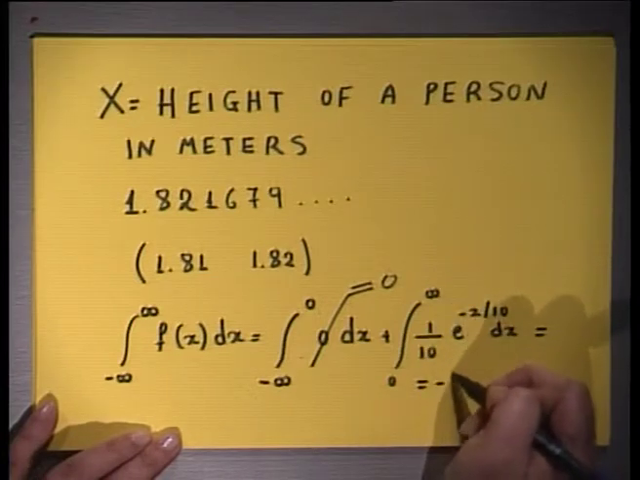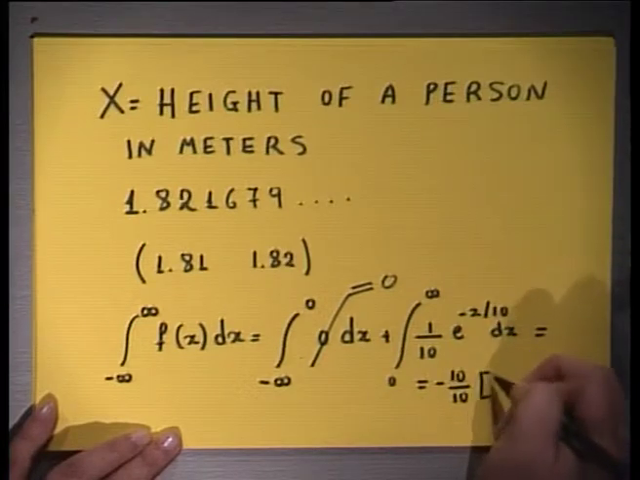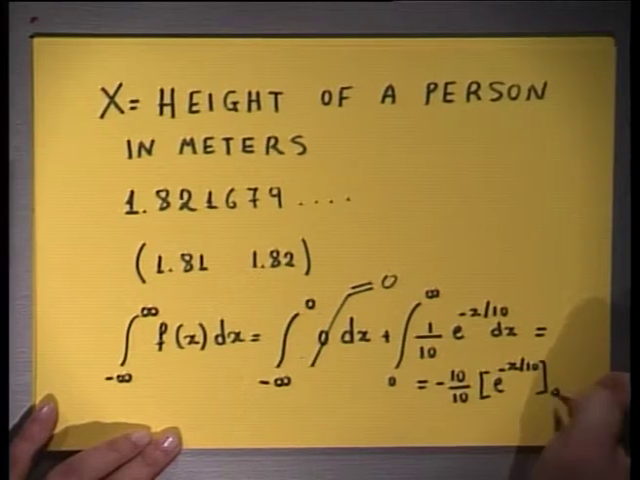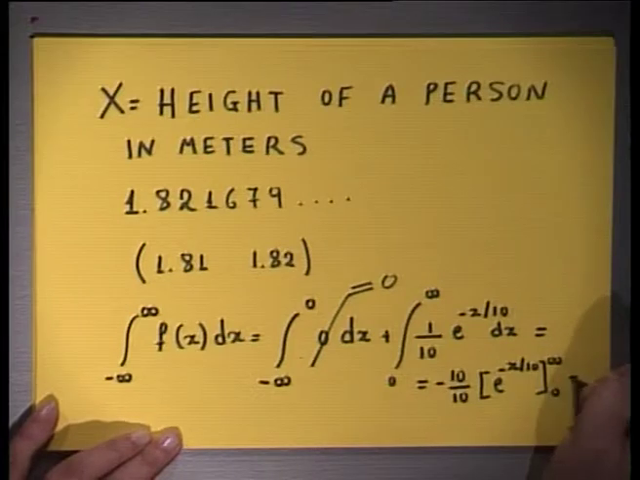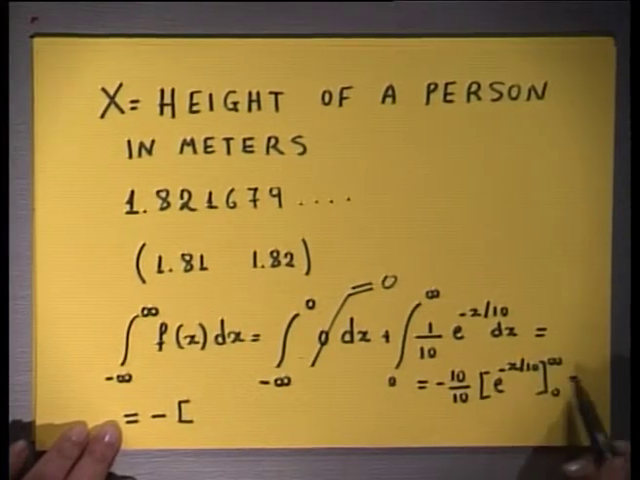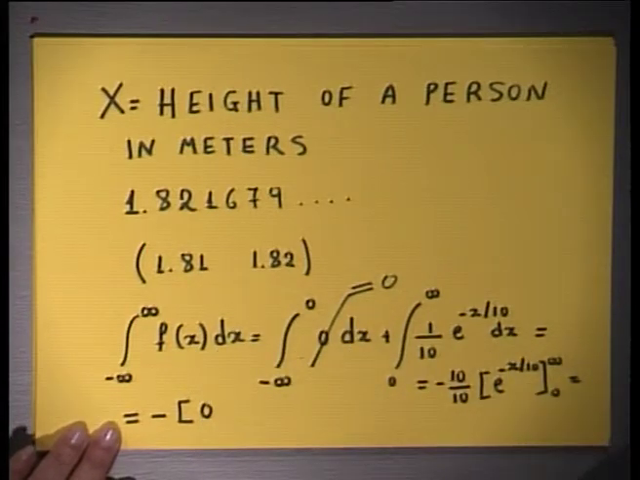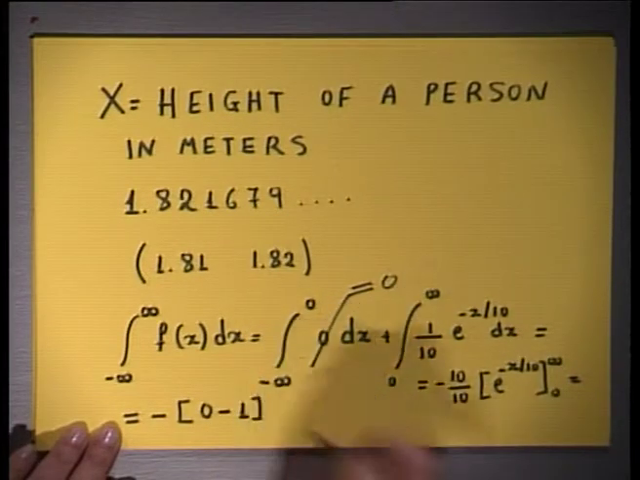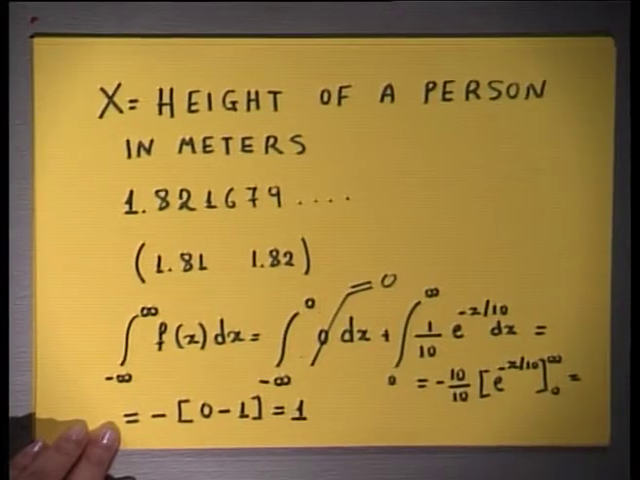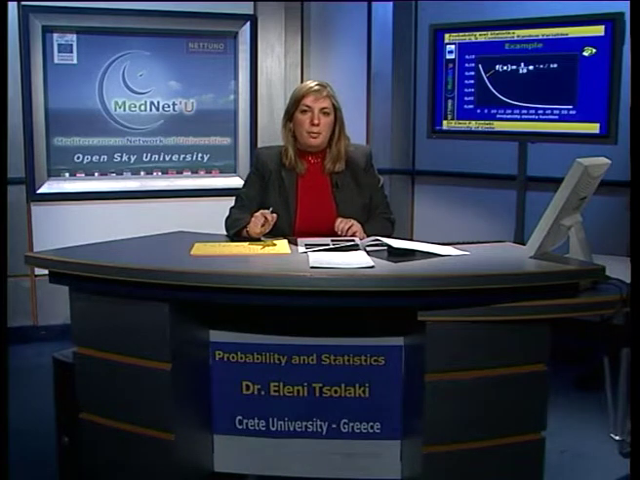We can see that this will be minus 10 divided by 10 of e to the minus x over 10, calculated from 0 to infinity. And this will be 0 when calculated to infinity, and this, if we put x 0, will be 1. So we can see that it is true that this is equal to 1. So we have seen that actually the function we have is a probability density function.